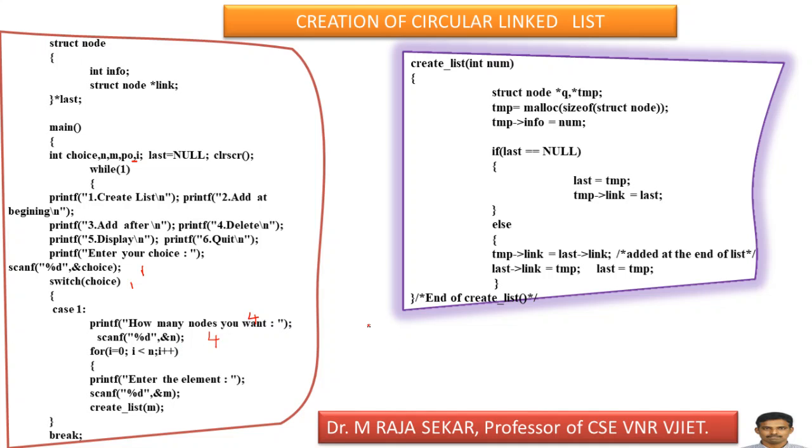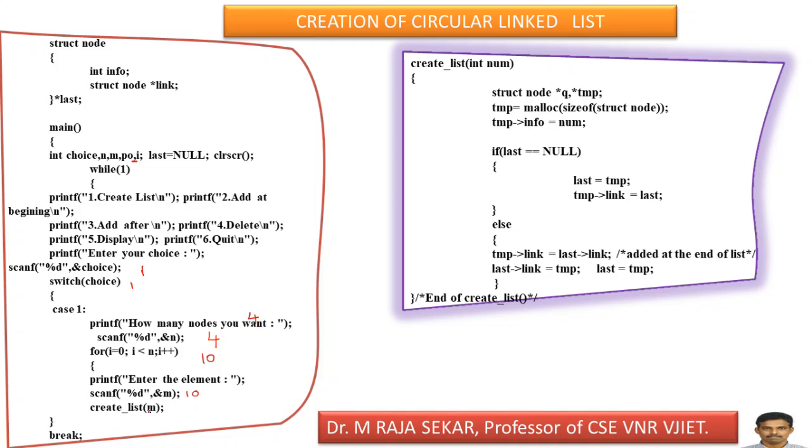For i equal to 0, what does it mean? i equal to 0, 0 less than n. n means 4. It's true. Enter the element. Let me say I entered number 10. That number 10, where will it get stored? It will get stored in the place of m. scanf("%d", &m) means m equal to 10. create_list(m), create_list(10).